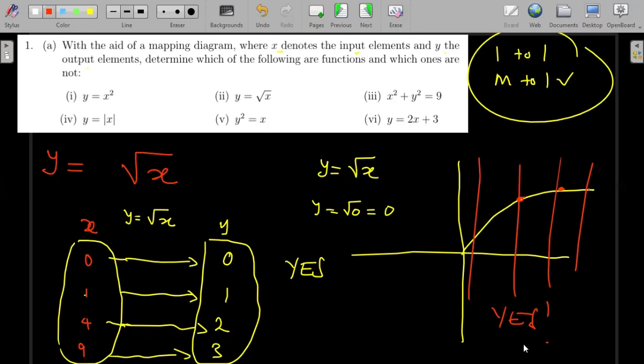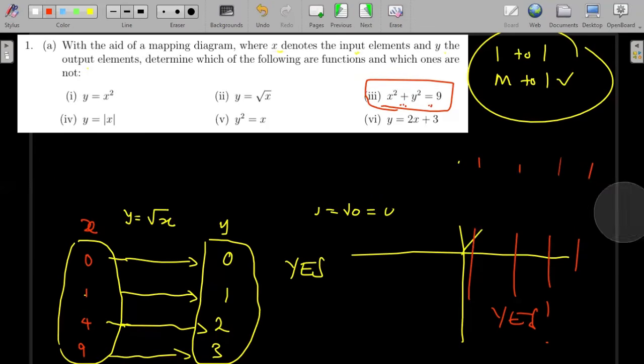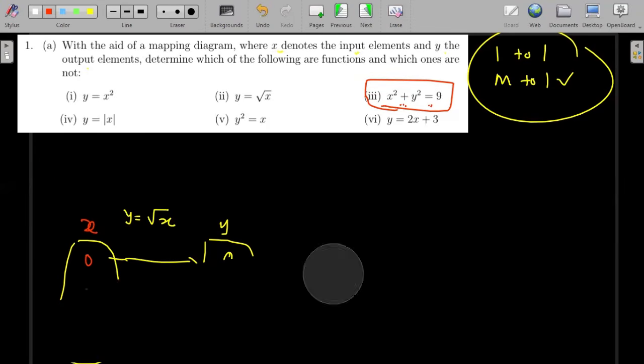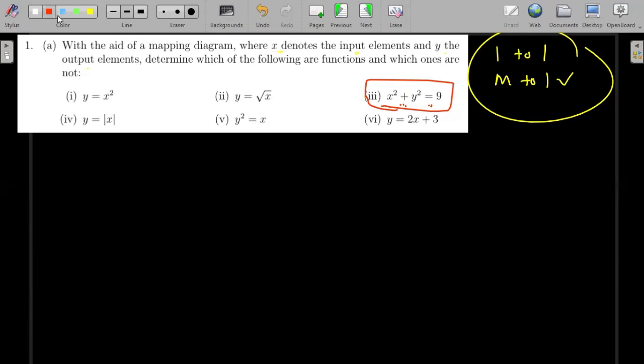Okay, so if there are no questions, let's look at this one here. This is a very interesting question because the equation that we've been given is actually the equation of a circle. You're going to see that a circle is actually not a function. So we have x squared plus y squared is equal to 9.